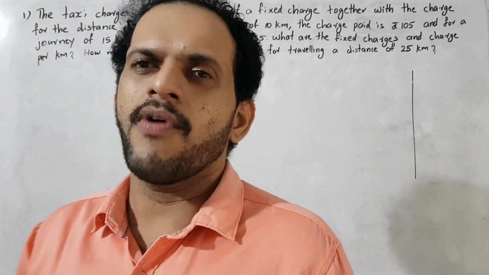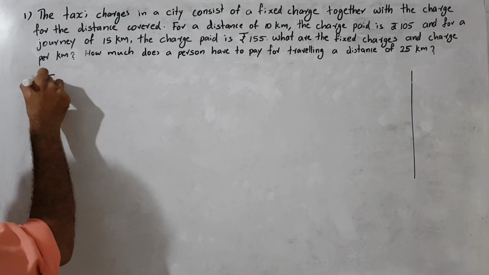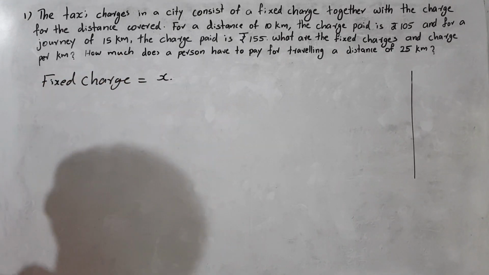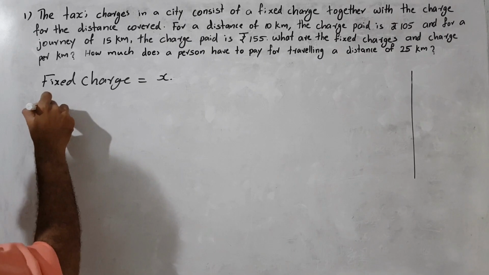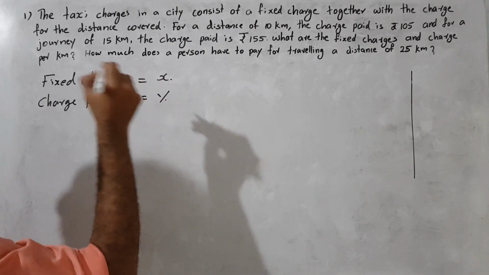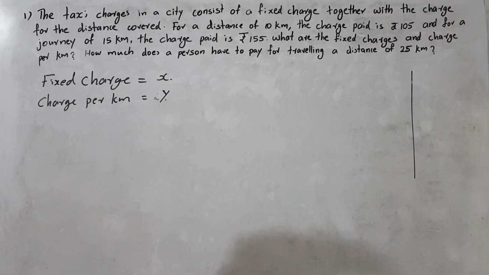So we start like this. We have two types of charges. The first one is the fixed charge, correct. Fixed charge is equal to x, then charge per kilometer is equal to y. Okay, charge per kilometer is equal to y.